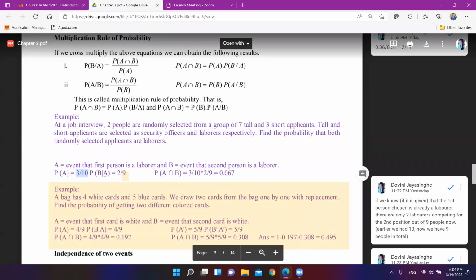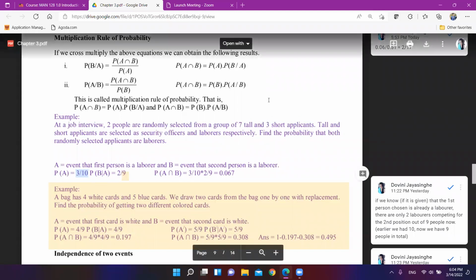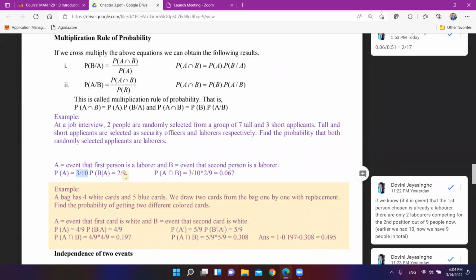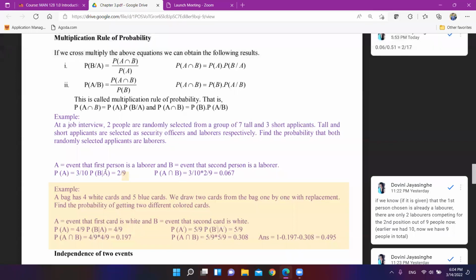Probability that's B given A. What is that? Conditional probability. 2 out of 9. Why do we write it like this? If the first person is a laborer and he is recruited to the position, how many vacancies are left?